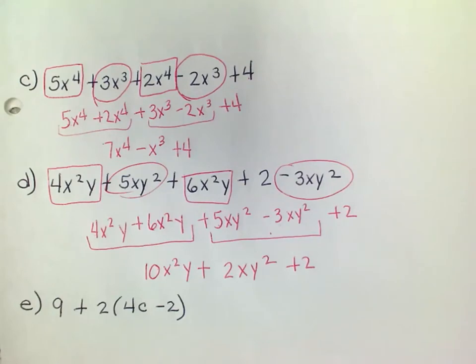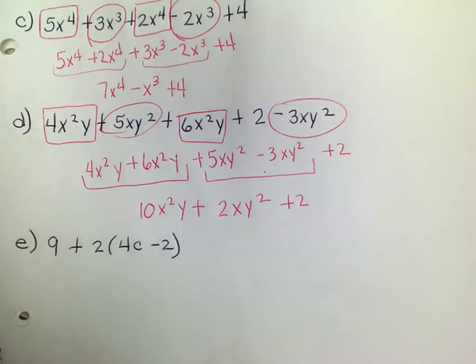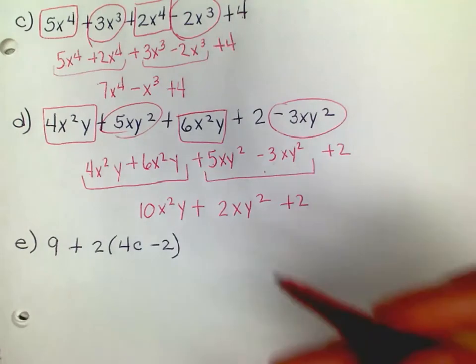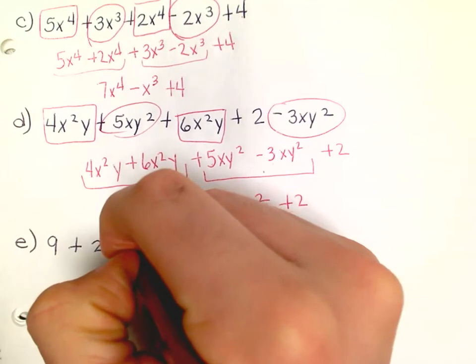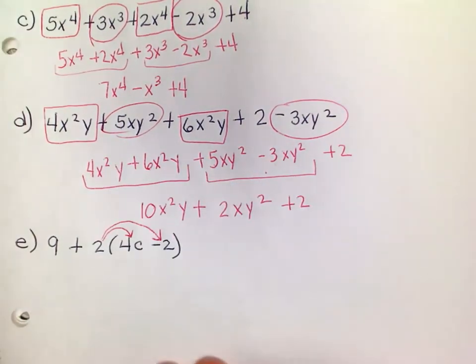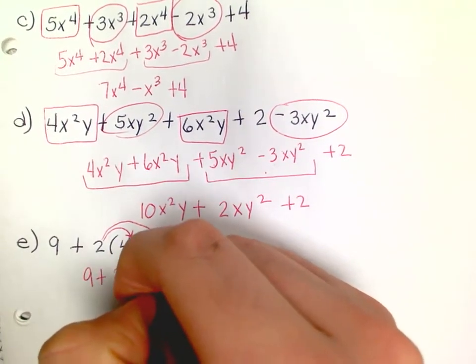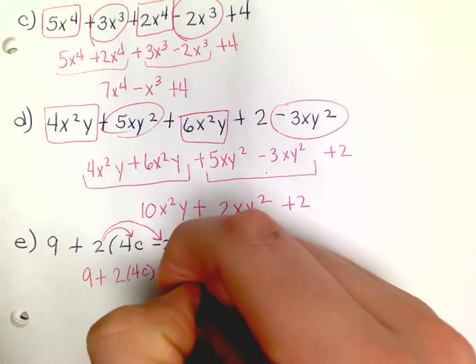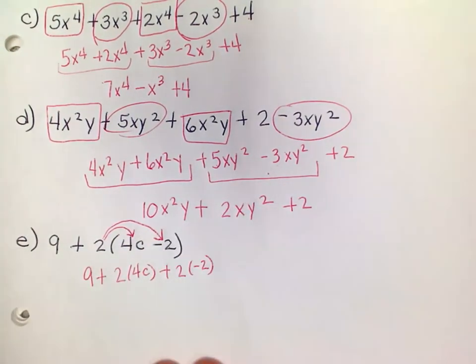Right, and finally, our last example, we have 9 plus 2 times the quantity 4c minus 2. Okay, what we need to do is to use the distributive property first to start working with what we have. So 9 plus 2 times 4c plus 2 times the negative 2 found right there in the parentheses.